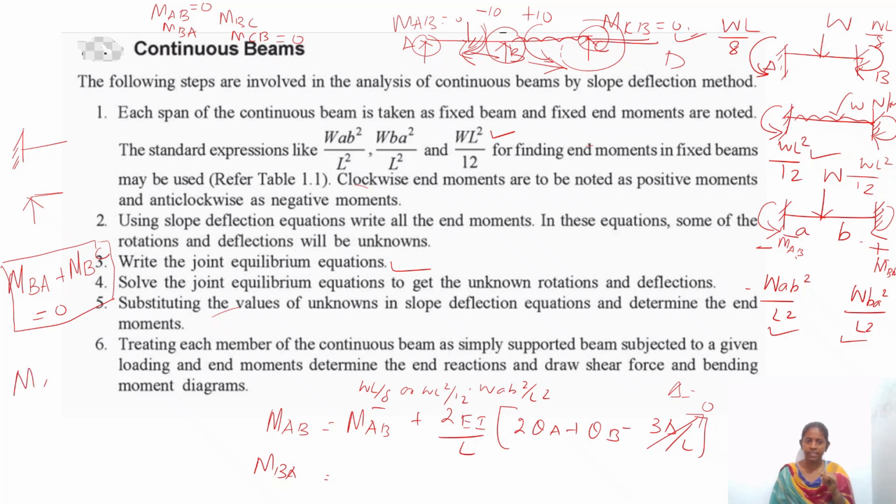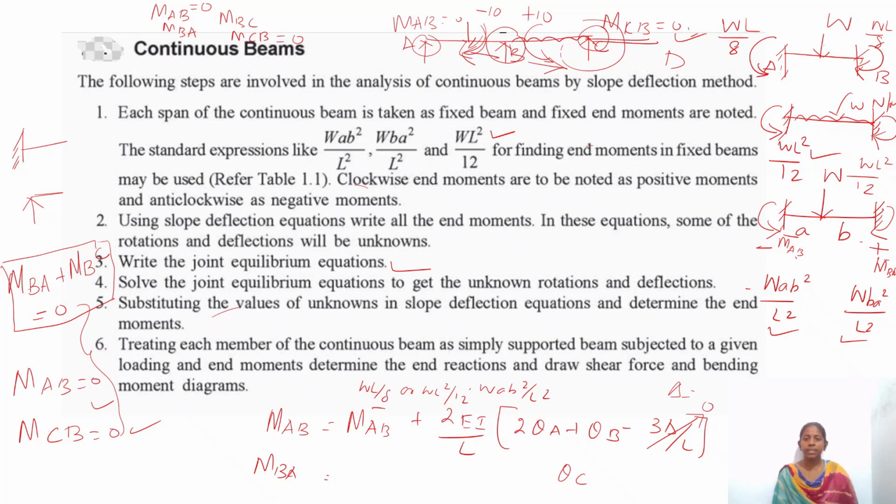First boundary condition is MAB equal to 0, because the moment at a simply supported point is 0. Then at the last end, MCB equal to 0. So these are the available boundary conditions, and you make an additional boundary condition, that is the joint equilibrium condition MBA plus MBC equal to 0. Using these three equations, you are able to find the unknowns theta A, theta C and theta B.